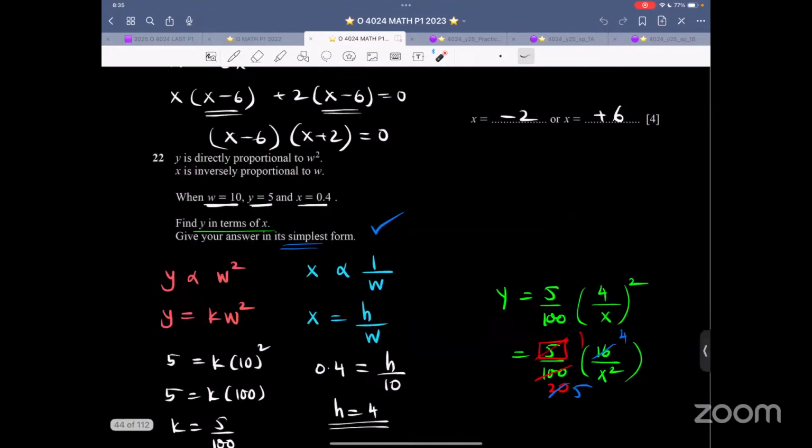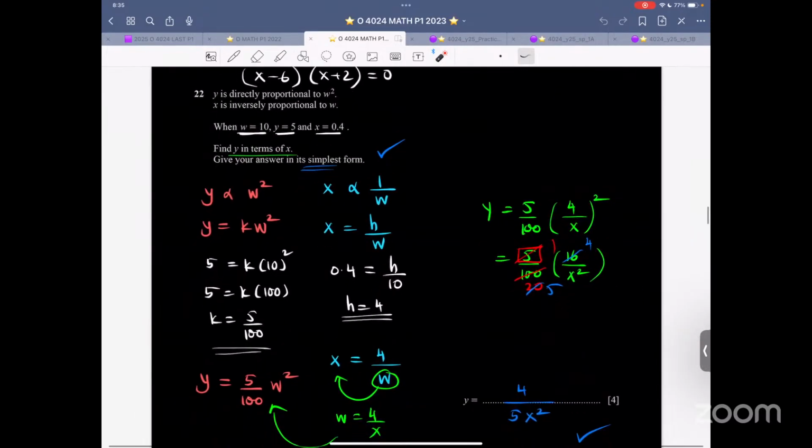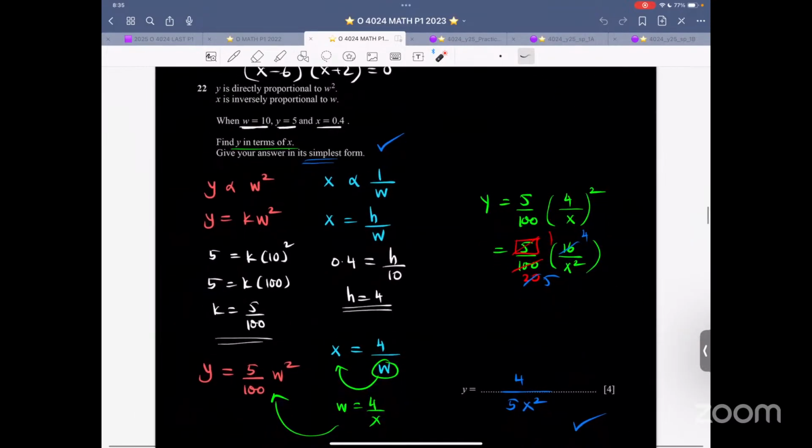Let me choose some other paper. I think this one was a very nice question of proportionality, because paper one is all about algebra and arithmetic, which is called numbers also. And then a little bit of mensuration and vectors and all these things that come in very small quantity. So yes, you should of course be good with everything, but do not take this thing lightly.